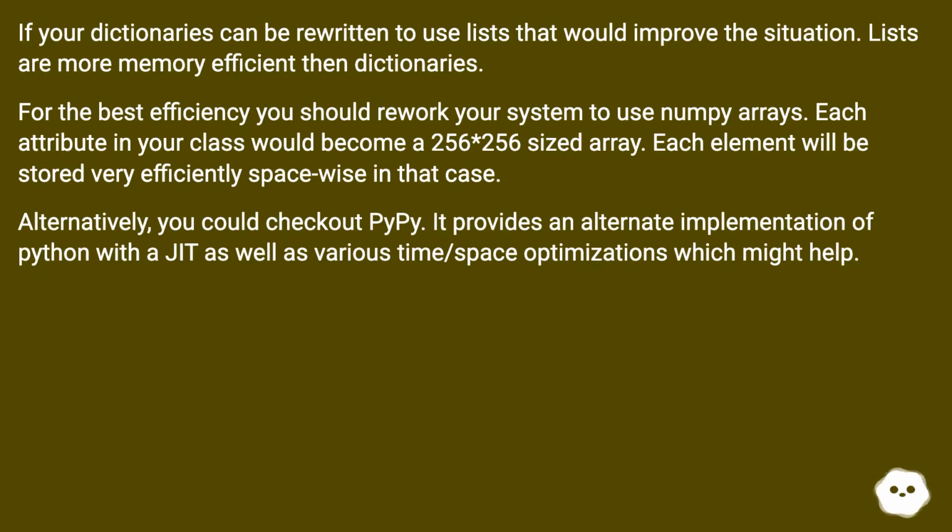For the best efficiency, you should rework your system to use numpy arrays. Each attribute in your class would become a 256 by 256 sized array. Each element will be stored very efficiently spacewise in that case. Alternatively, you could check out PyPy. It provides an alternate implementation of Python with a JIT as well as various time/space optimizations which might help.